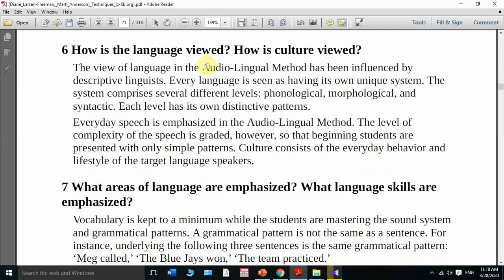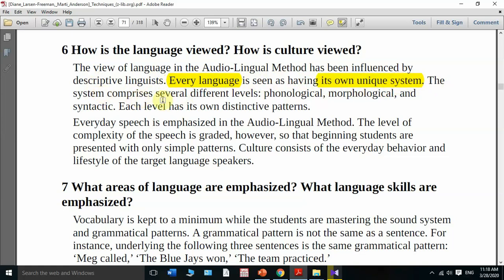Number 6, how is the language viewed? How is culture viewed? The view of language in the audiolingual method has been influenced by descriptive linguists, or what we said is like structural linguists. They view language as having its own unique system. So every language has its own unique system. This is what descriptive linguistics does.